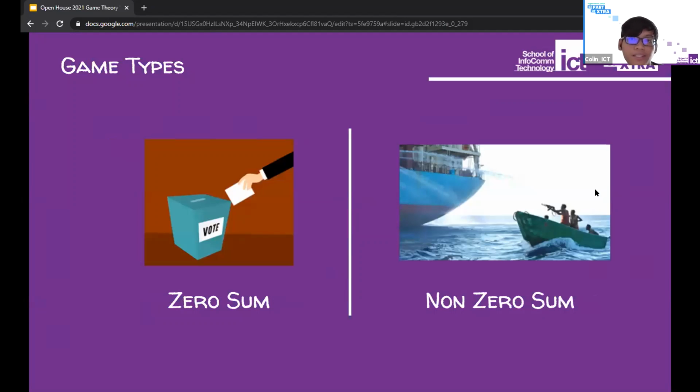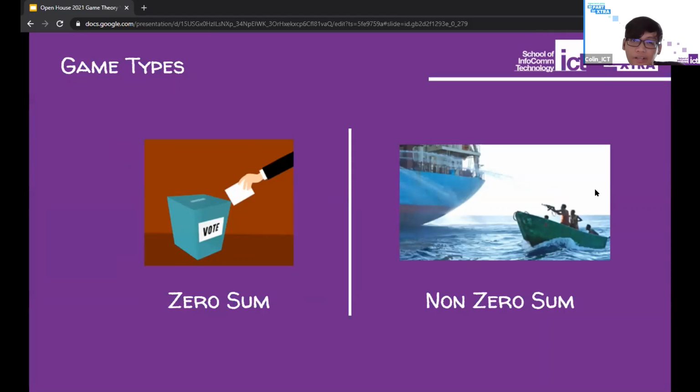And then zero sum and non-zero sum. Zero sum means that the gain of a player is the loss of another, to an even degree. Like if you gain a vote, it's +1. If you lose a vote, it's -1. So that's zero sum. And non-zero sum is the exact opposite, where winning and losing is not equal on either side.